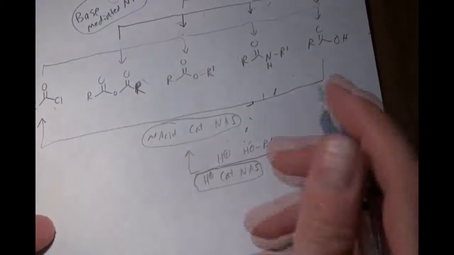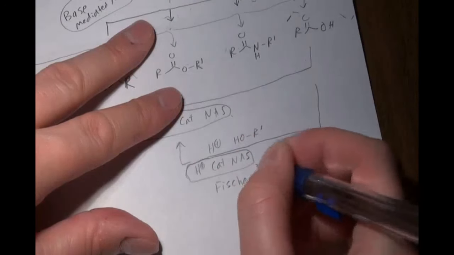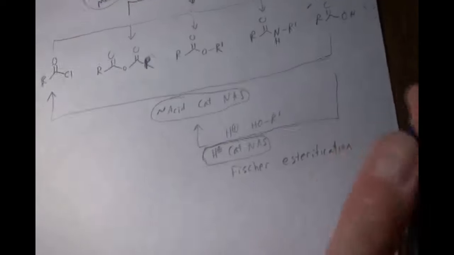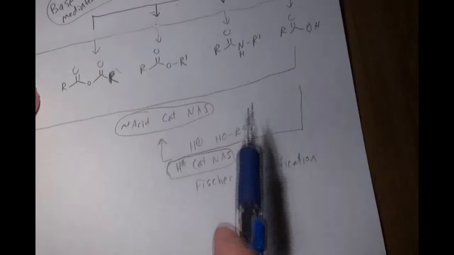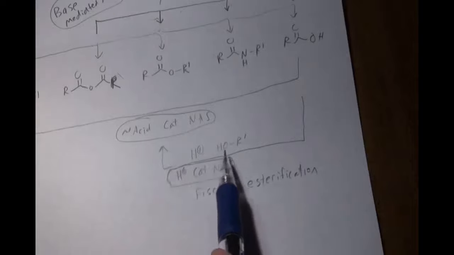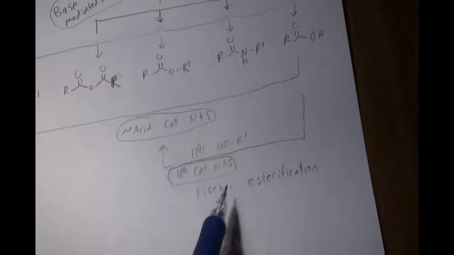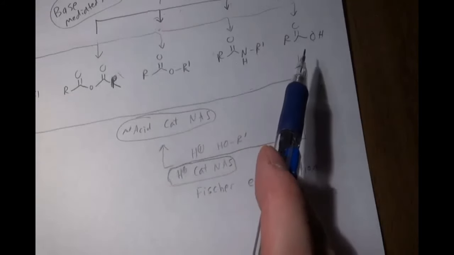Okay, and this also has a name called the Fischer Esterification. So this is a classic reaction discovered, I don't know, 1800s or earlier, that converts a carboxylic acid in the presence of H+ and alcohol to an ester, and it's called the Fischer Esterification reaction. Okay, so carboxylic acid plus alcohol plus acid makes ester. It's an easy way to make esters.